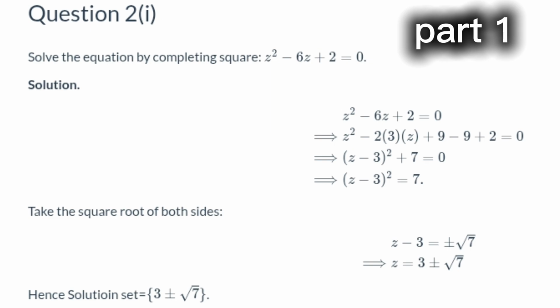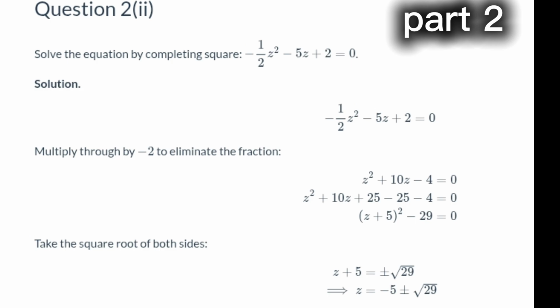Square root. Take the square root of both sides: z - 3 equals plus or minus square root of 7. Solution set. The solution set is {3 ± √7}.